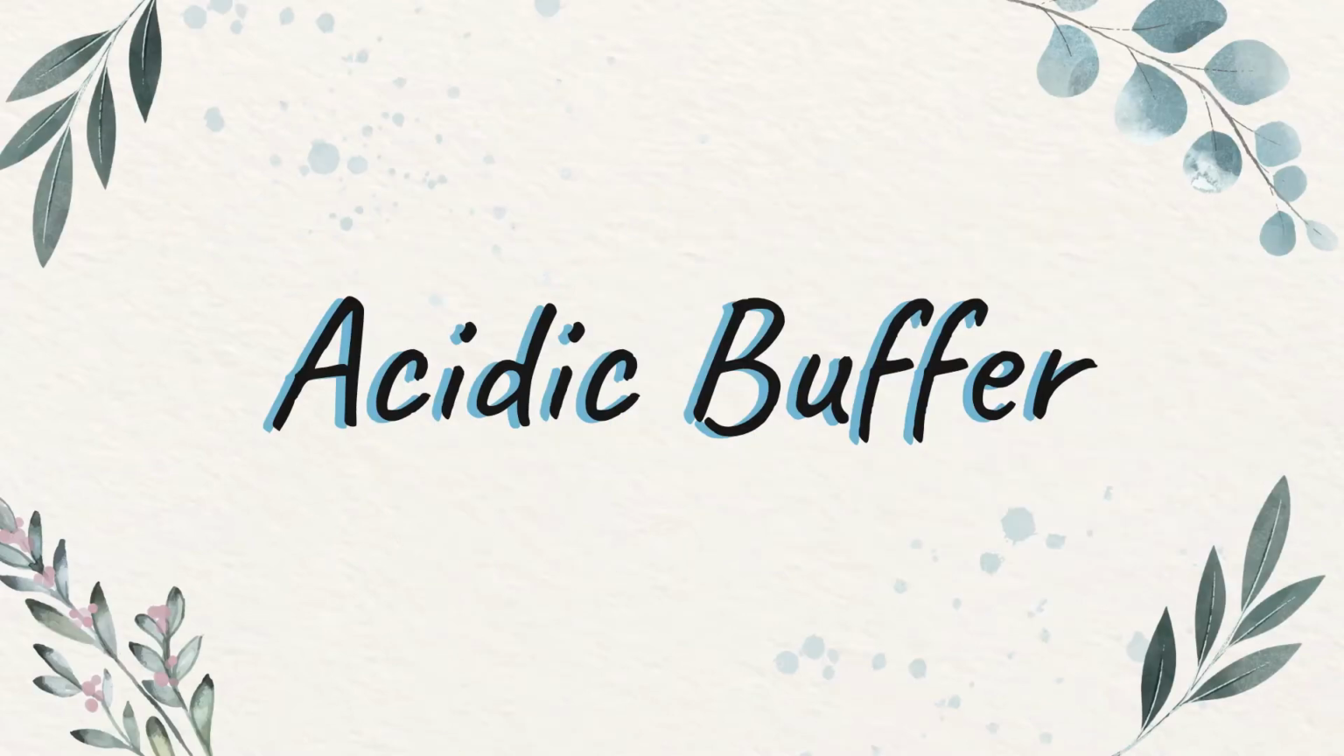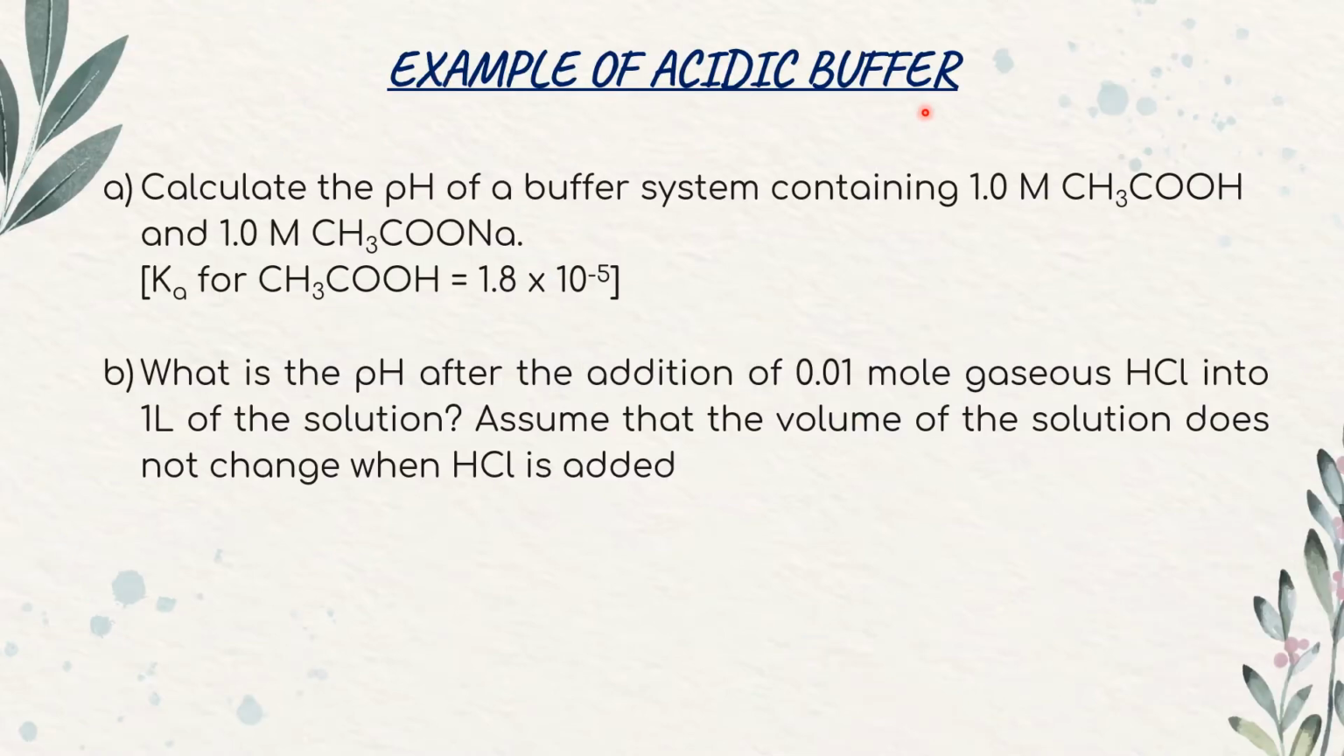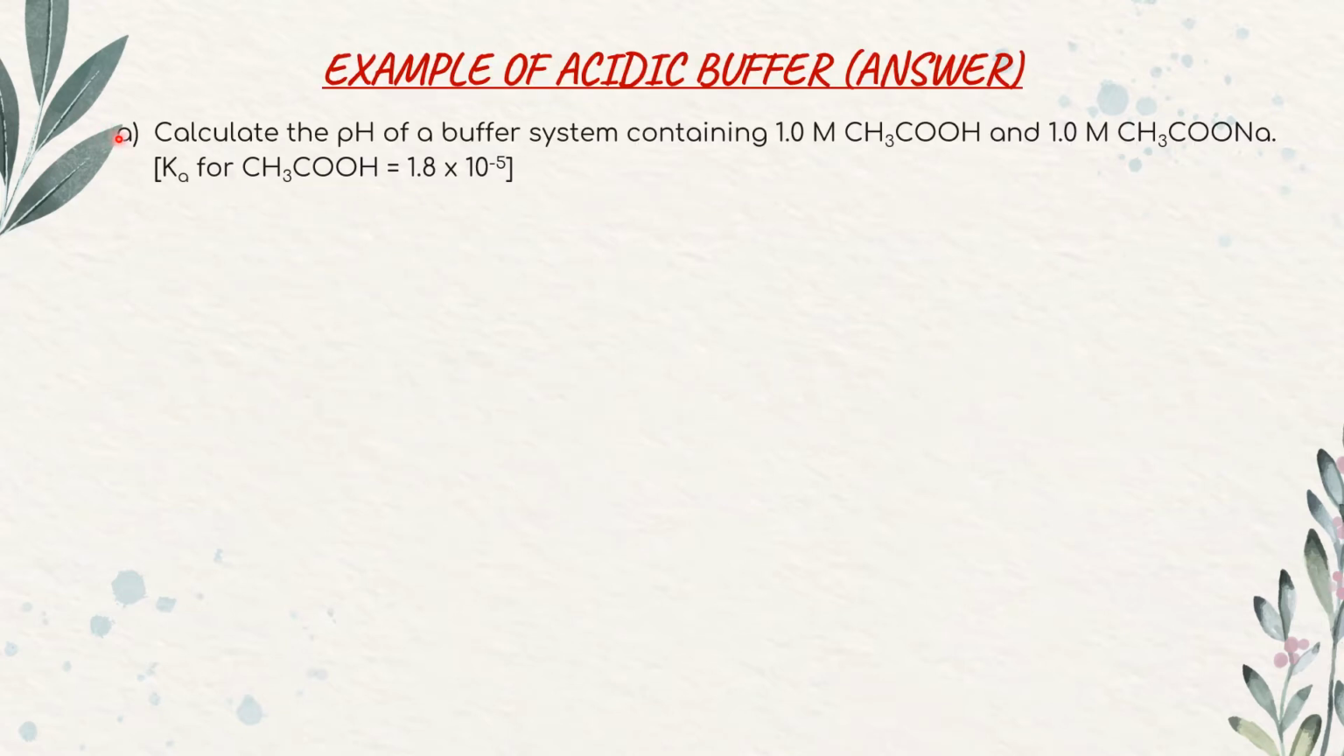So, kita akan bermula dengan acidic buffer terlebih dahulu. So, the example question for an acidic buffer. Kita ada dua soalan dekat sini, soalan A dan soalan B. Okay, so let's take a look at question A first. Question A says here, calculate the pH of a buffer system containing 1.0 molar CH3COOH and 1.0 molar CH3COONa. And given here is the Ka value for CH3COOH, which is our ethanoic acid.